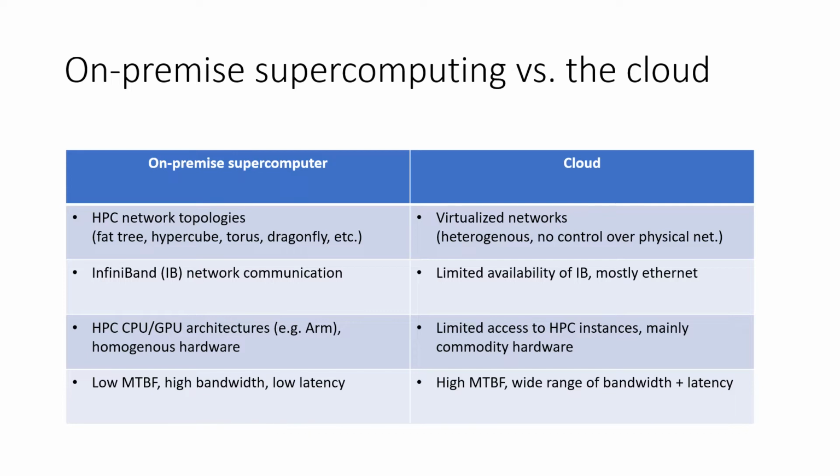On-premise supercomputers are highly optimized for HPC workloads, which shows from the design of the network topologies and communication protocols to the choice of CPU and GPU architectures. On-premise clusters are optimized to provide low mean time between failures, high bandwidth, and low latency for storage and communication. In contrast, data centers for cloud computing are not specifically tailored towards HPC, but to support the broadest possible set of applications. As such, HPC hardware represents only a small fraction of all available resources in the cloud, and is oftentimes only available in a small subset of data centers.